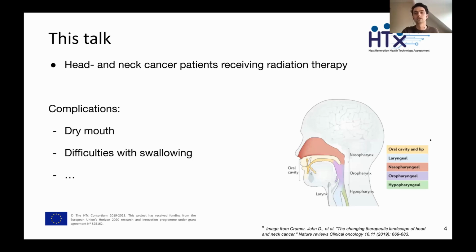The most common long-term complications that patients still experience after several months are, for example, dry mouth, or difficulties with swallowing, and in severe cases they even become dependent on tube feeding, so they are only able to eat liquid food, which has a big impact on their quality of life as well.